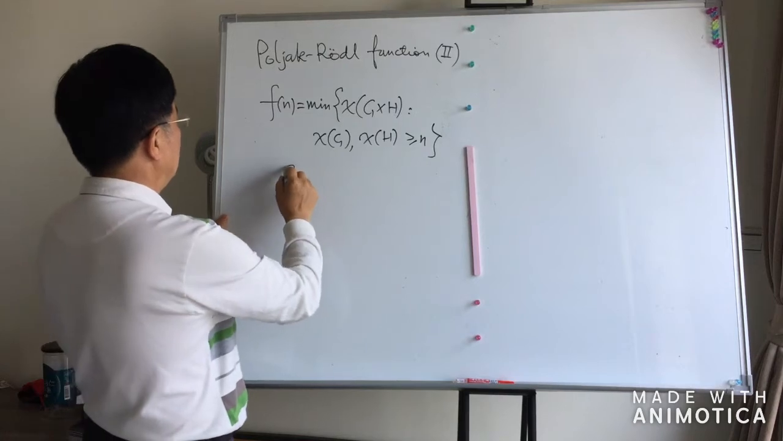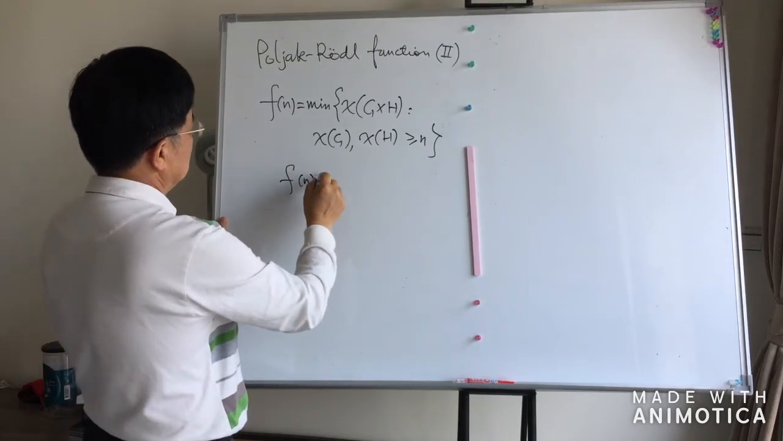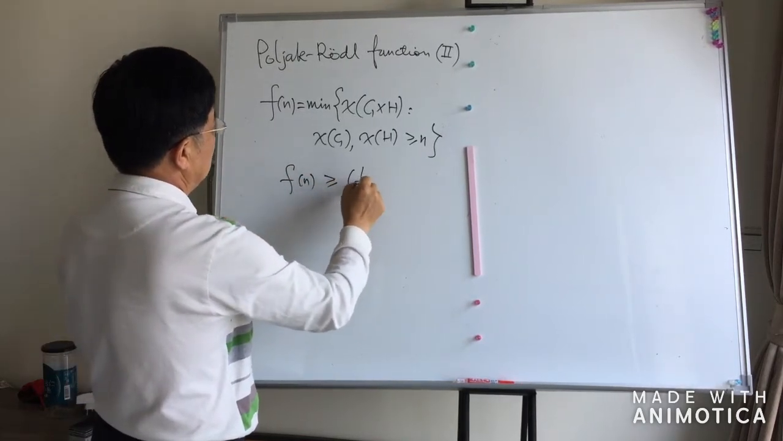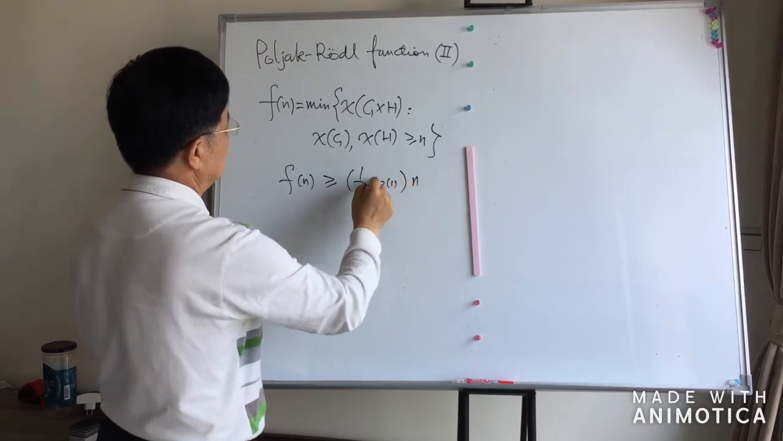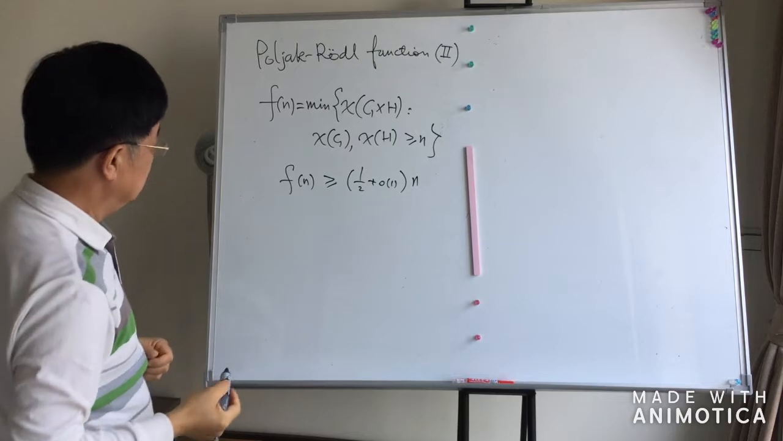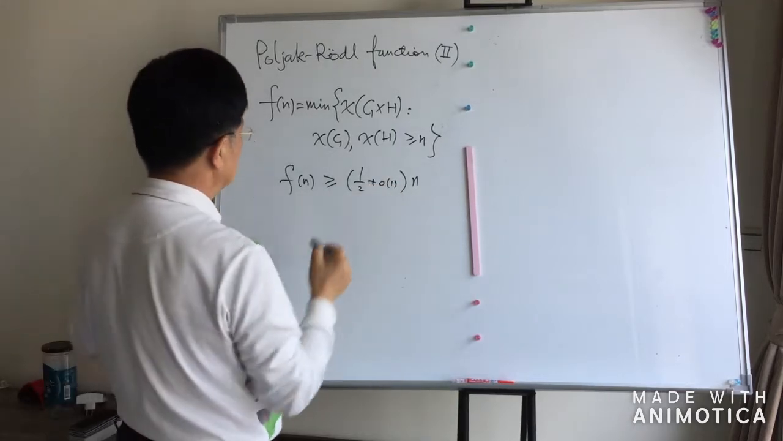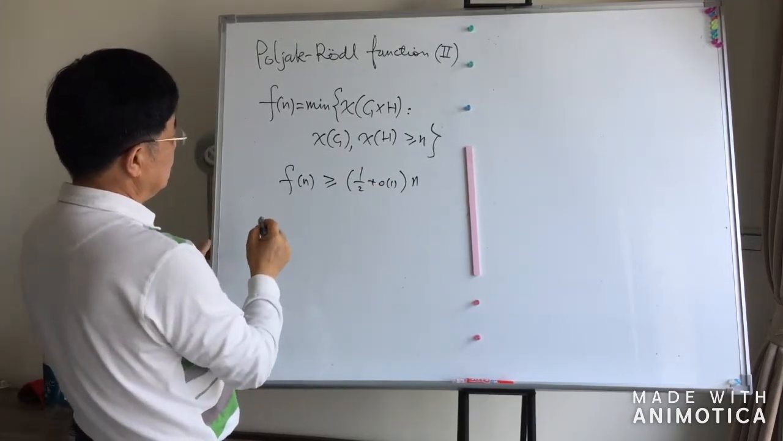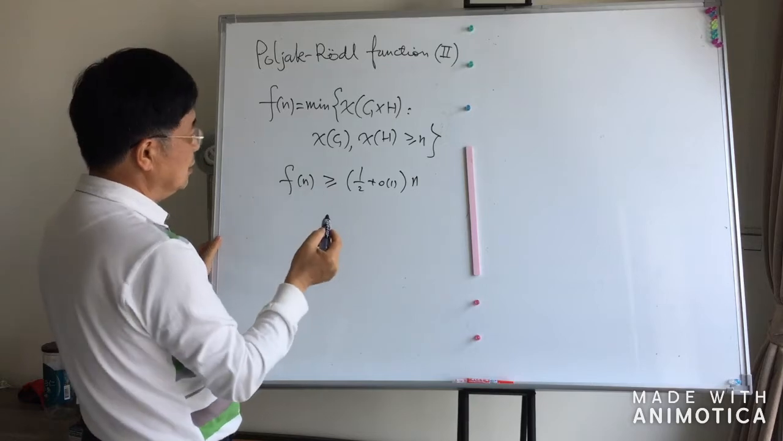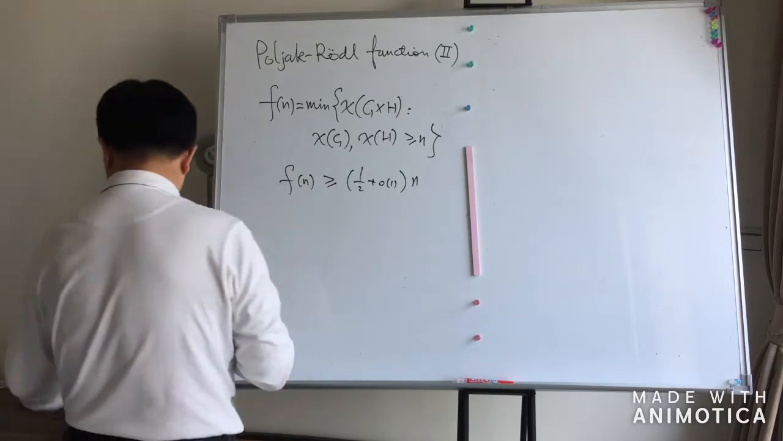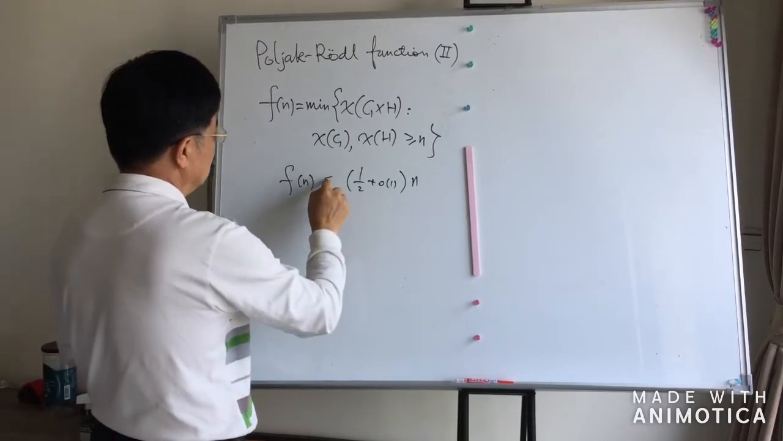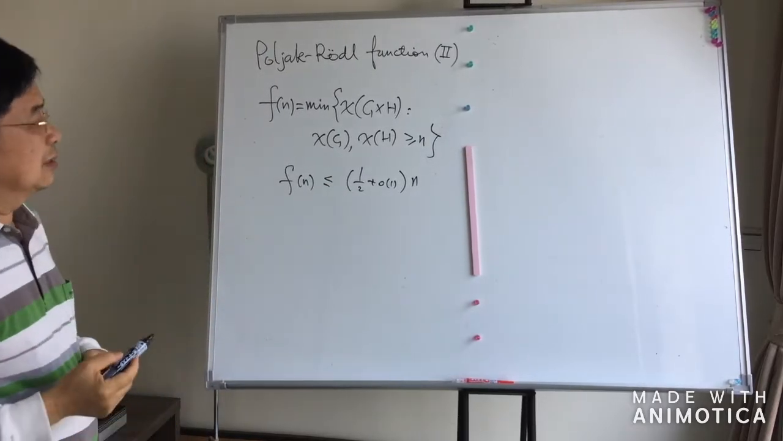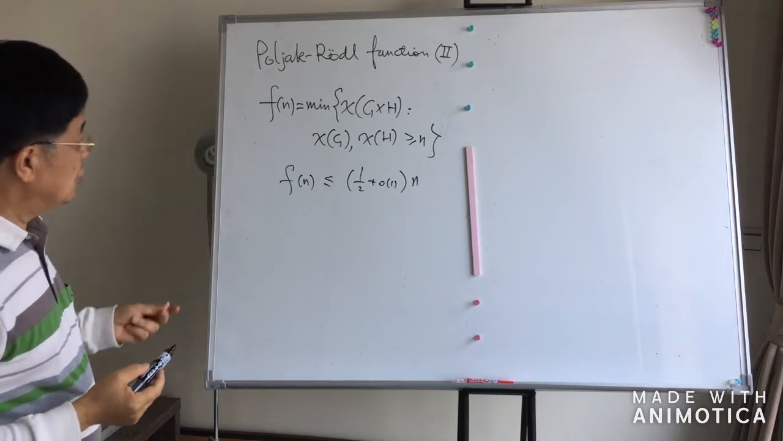We have proved that f(n) is greater or equal to half n plus a lower order term. This is of small order, a lower order error term. So this is an upper bound. But today we're going to talk about what is a lower bound.